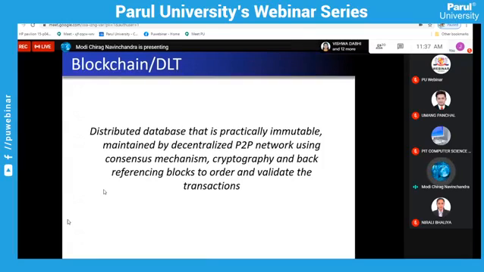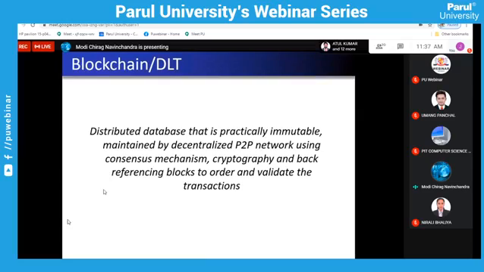This database is practically immutable. It means once you have loaded or pushed the data onto the blockchain, it cannot be changed, and this is achieved using cryptography. And this database is maintained by a decentralized peer-to-peer network and through the consensus mechanism.